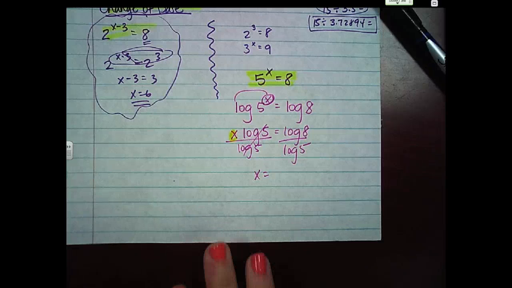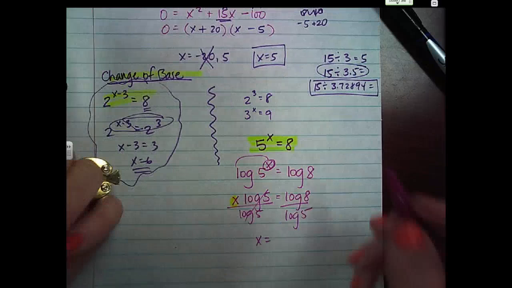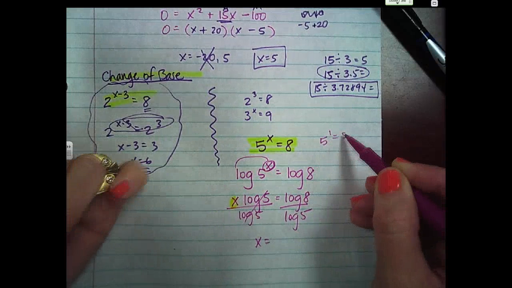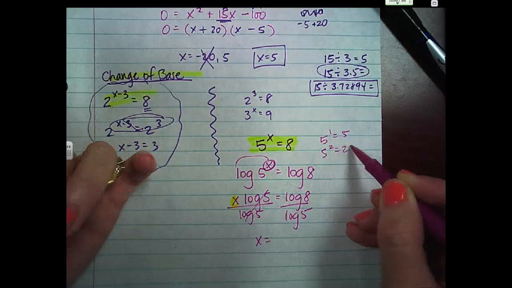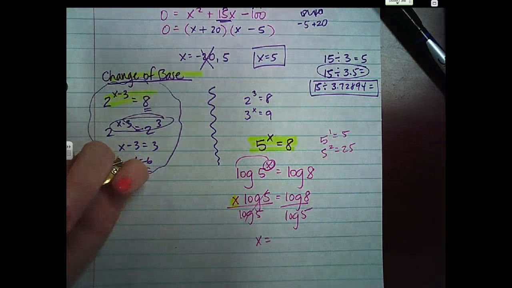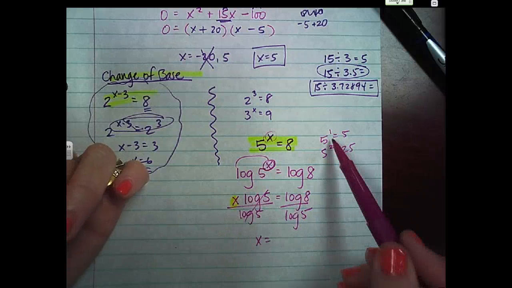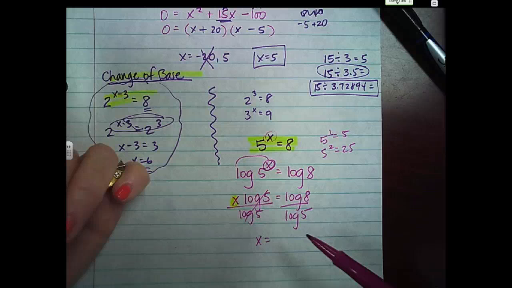Okay, now, hang on, before you type anything in your calculator, let's use some common sense here. I know 5 to the first power is 5, and I know 5 to the second power is 25, right? I'm asking you 5 to what power gives me 8? What's it going to be really close to? 1. It's going to be really close to 1.